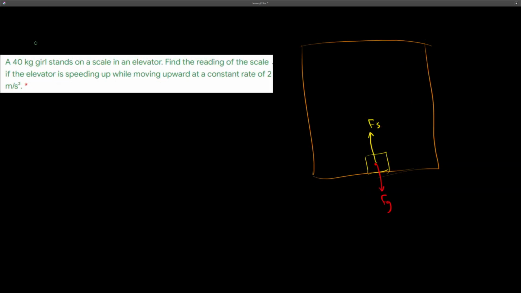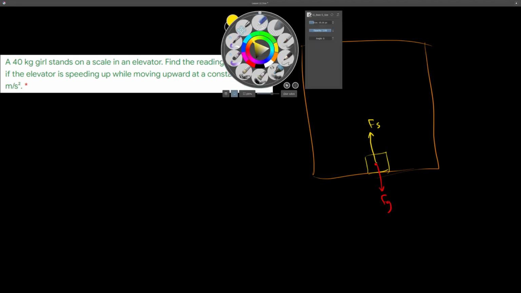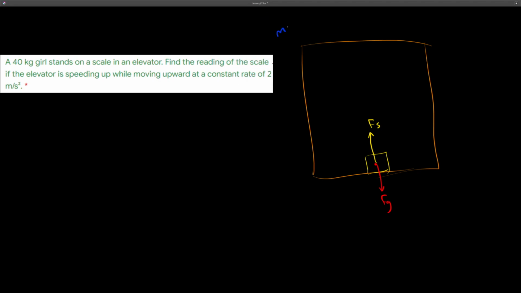So for this next question, we have a 40 kg girl. So the mass is 40 kgs. And she stands on a scale in an elevator. So there's Fg downwards and Fs upwards. So first of all, we need to find the reading of the scale if the elevator is speeding up while moving upwards. So speeding up, meaning that the acceleration is positive, and while moving upwards as well, so the direction is also positive.